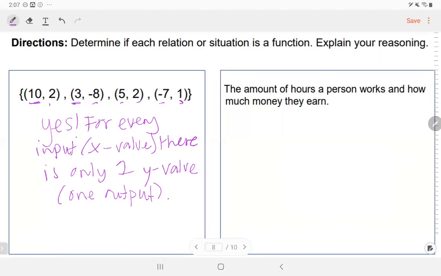For the next one, the amount of hours a person works and how much money they earn. So let's think about this. If I work, let's say I make $10 per 1 hour. So if I work 1 hour and I make $10, I'm not going to work 1 hour and then suddenly make $30. I'm going to work 1 hour and make $10. If I work 2 hours, I'm going to make $20. I'm not going to work 2 hours one day and make $50. If I work 2 hours, I'm going to make $20. So yes, this is also a function.